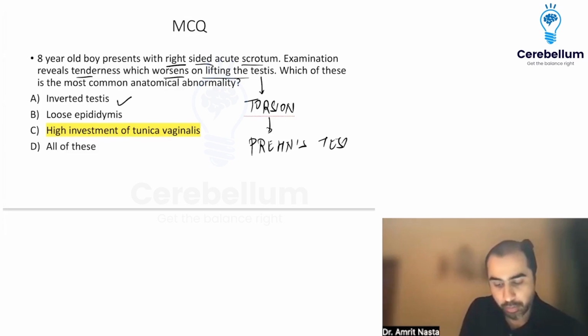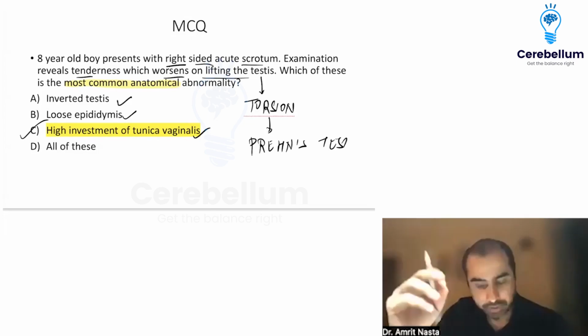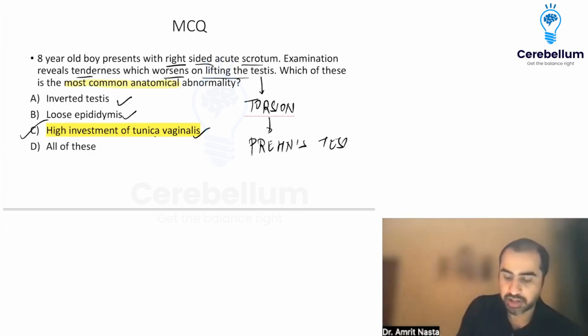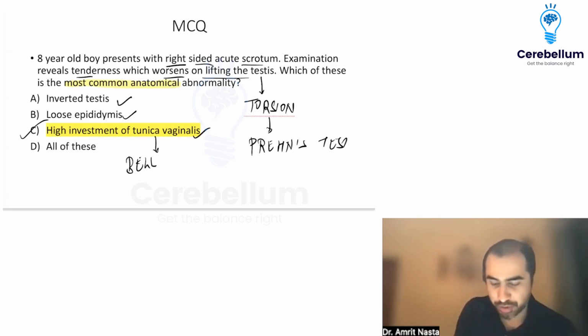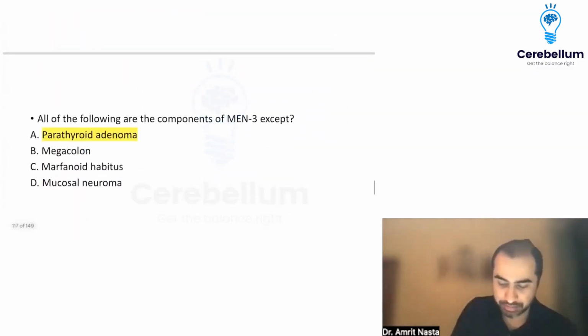All of these abnormalities are seen, no doubt. But I asked you the most common abnormality. So the most common is going to be high investment of tunica vaginalis. All three can be present, but the most common is high investment of tunica vaginalis, also called the bell clapper deformity. It is like the bell of a temple, the testis becomes like a temple bell.